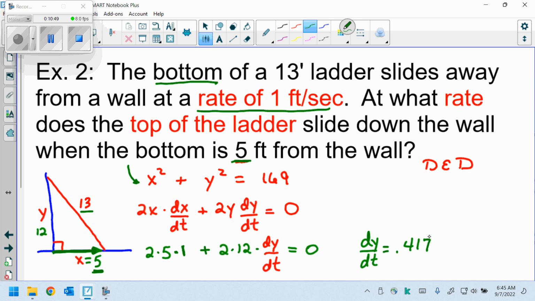And let's see, y was measured in feet, time was measured in seconds. And I do believe it came out to be negative. And it came out to be negative because is y getting bigger or smaller? As this thing slides down the wall, pretty easy to see that's getting smaller, we should expect a derivative that would be negative.